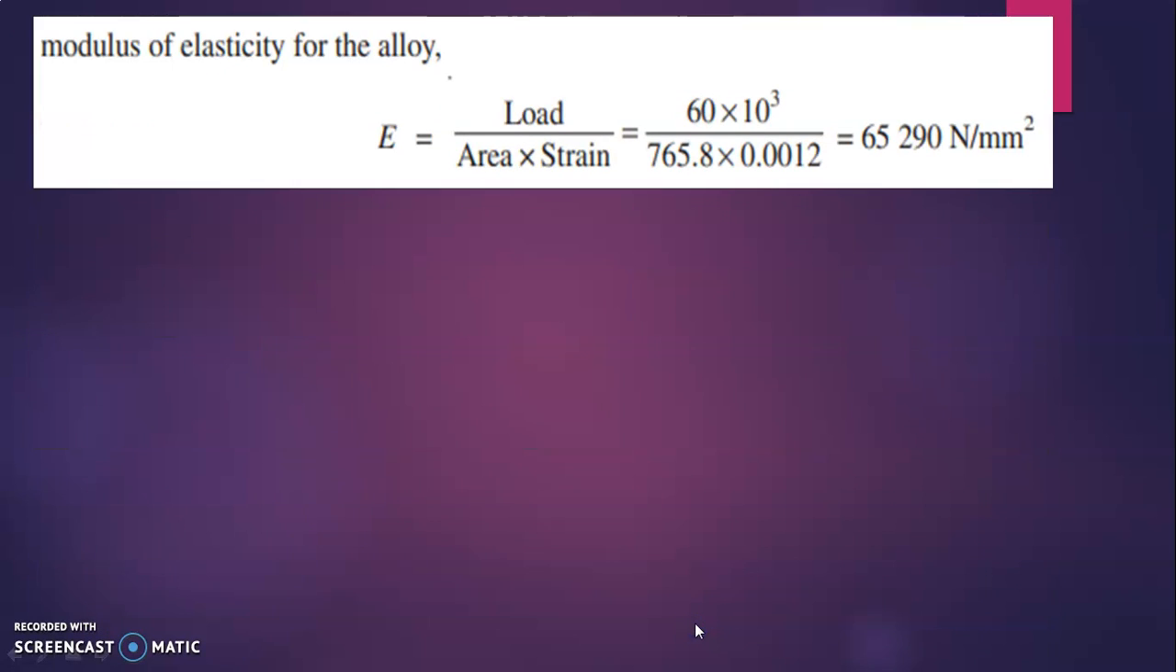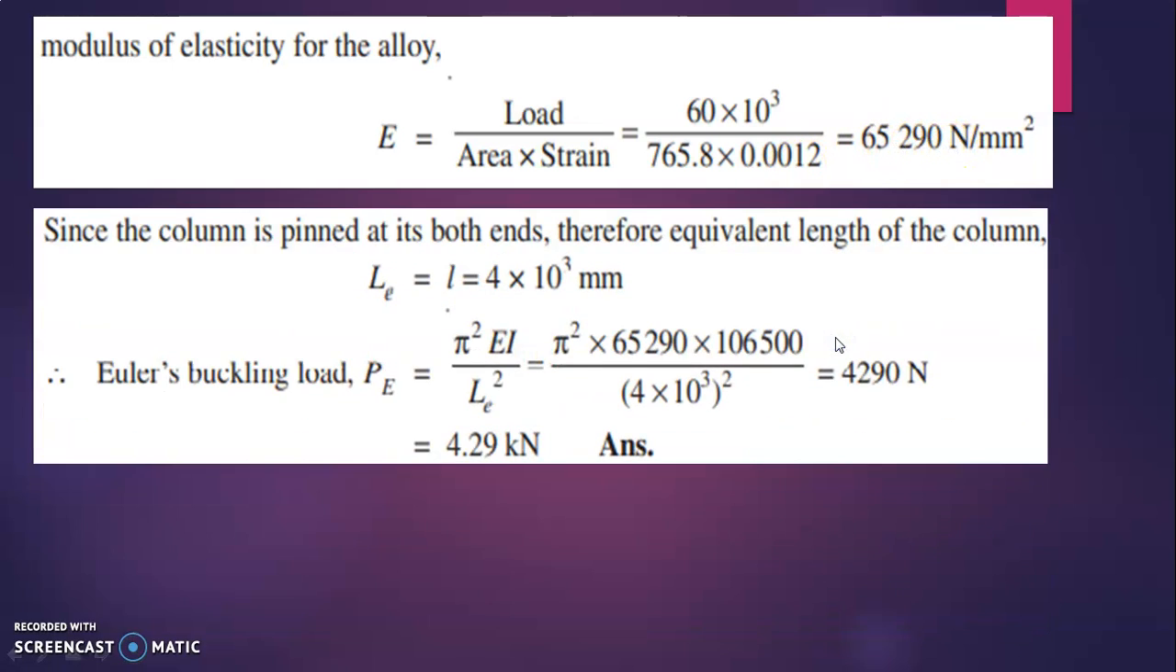Now you calculate stress. You can directly calculate using this formula, or you can first calculate stress and then you can find E is equal to stress divided by strain. Here I have used directly E, Young's modulus, is equal to stress divided by strain. Stress is equal to load divided by area, so E is load 60 into 10 raised to 3 divided by area 765.8 into strain, that is 0.0012. You get 65 to 90 Newton per millimeter square.